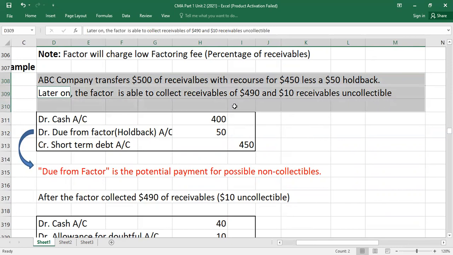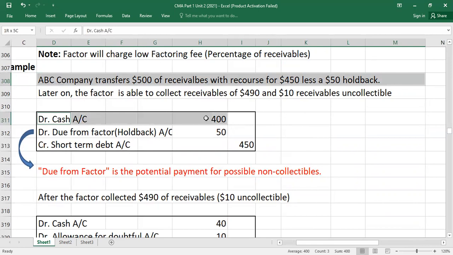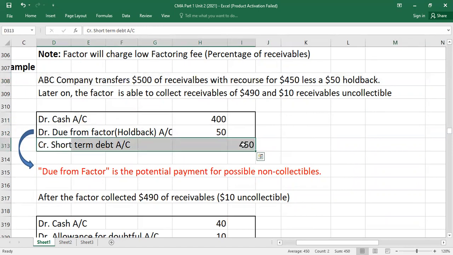So first I'm going to do the entry for the first transaction. As the company who transferred the receivables to the factor, what entry will you pass? You will debit cash $400, and debit due from factor, which is the holdback account, $50. It is like a receivable we will receive later. And credit will go to the short term debt account, $450, because here we will record the liability. We will not credit accounts receivable, because here we are not selling the receivable. It is just a loan against the invoices.